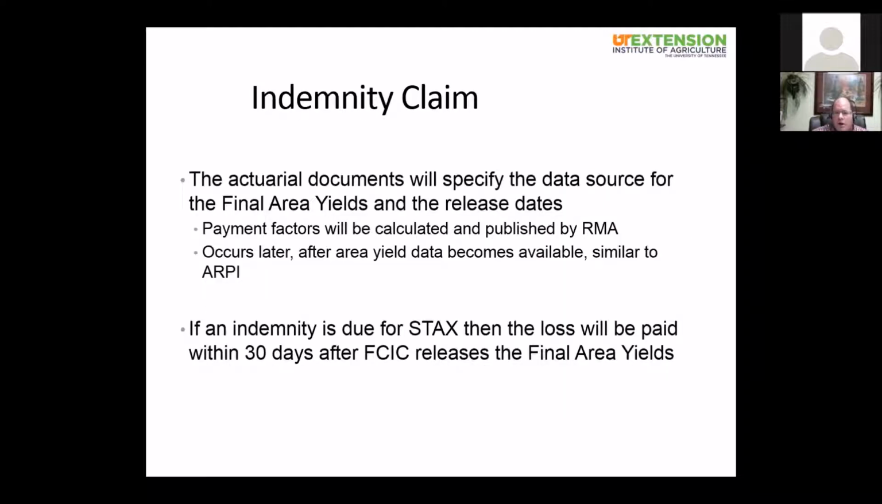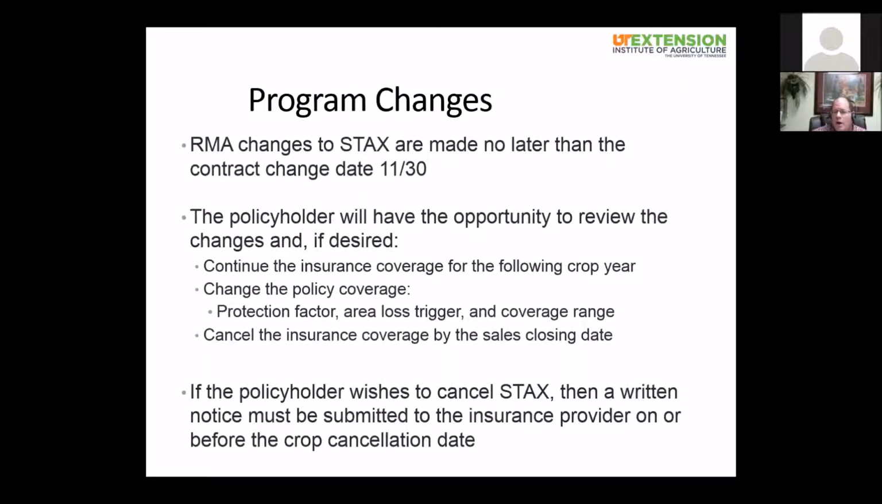The actuarial documents will specify the data source for the final area yields and release dates. Generally, that's going to be through RMA, where the information comes from. It does say that within 30 days after RMA or FCIC releases the final area yields, if there's a loss, it will be paid. Some other things we're looking at are program changes. Again, if you want to cancel STAX, you have to give written notice, much like you would with any kind of insurance program.